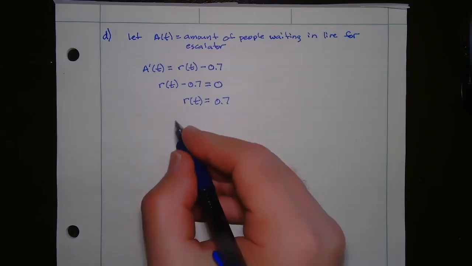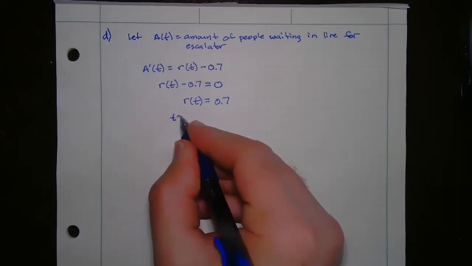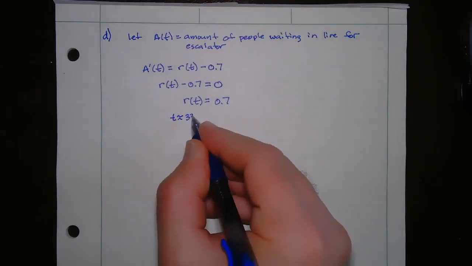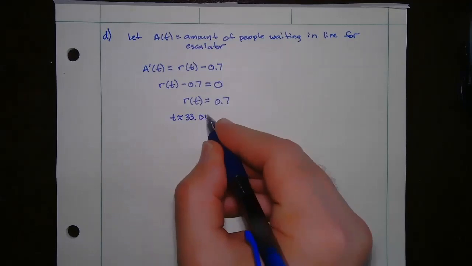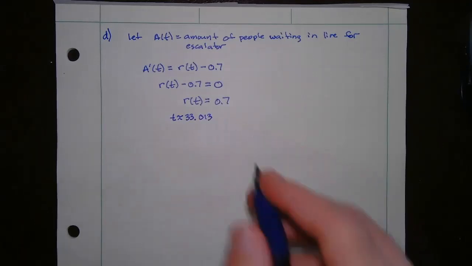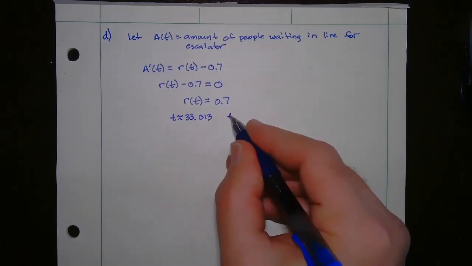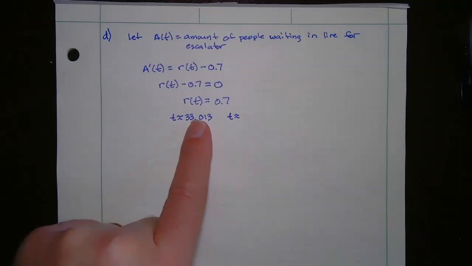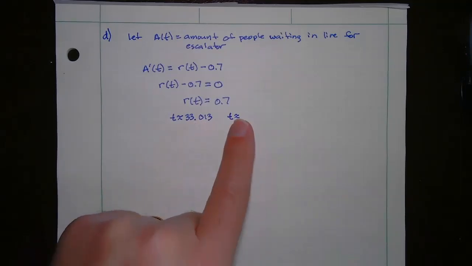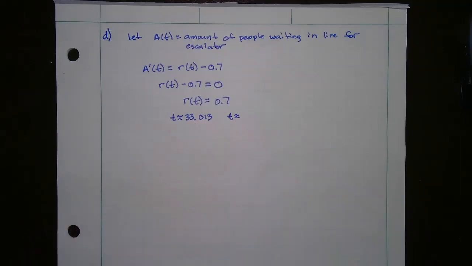So for this, we could say t is approximately 33.013, I think it was. Yes, 013. Okay, and then we got to find the other t value because there's two of them, right? Now I'm going to go back to my calculator. I'm going to store this one, and then I'm going to find this one and store that one.